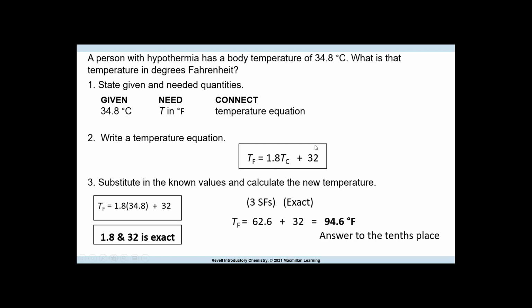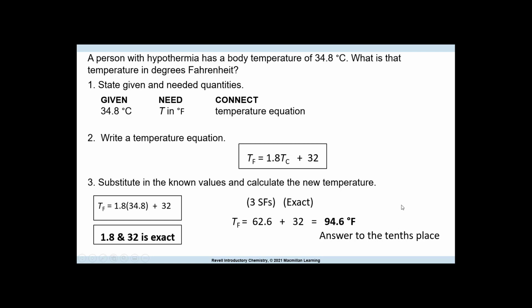So now let's plug everything in. So from here, we have our 1.8. We multiply it by 34.8 degrees. That is going to give us 62.6 plus 32. Our answer is 94.6 degrees. Now, why is that when there's only 2 here? Because the 1.8 and the 32 are exact. This should say are, not is. Are exact, so we do not count their sig figs. So we're only going off of this one here, and that is 94.6, 3 sig figs. The last digit is in the tenths place.